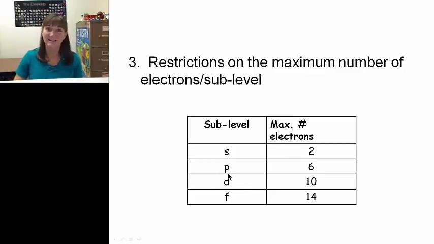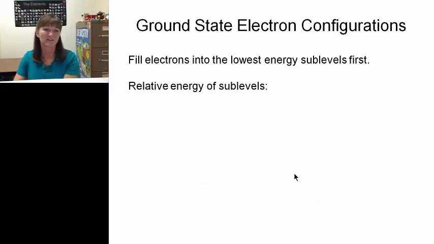If you're on the second floor, the P floor of the dorm, you're going to have to share that with 6 people, because the maximum number that can fit on the P level is 6. Maximum number of electrons on the D level is 10, and then the F can hold 14 electrons. Now this is the maximum that it can hold. It can have less than that, it just can't have more than that. Okay?